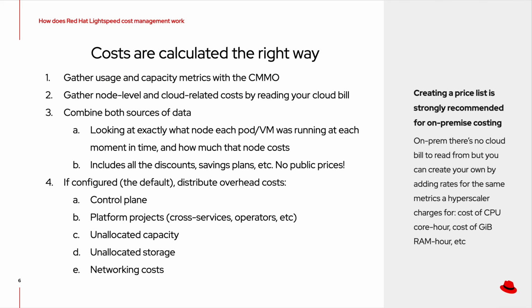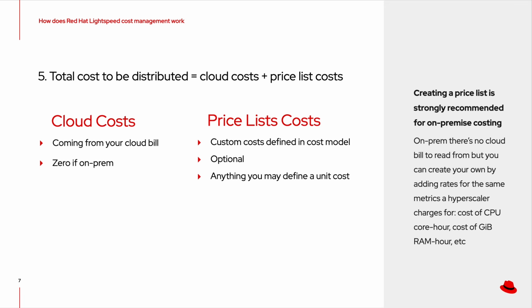The way that we calculate costs in cost management is the right way. We look at where each pod is running at each moment in time, how much that node was costing at that moment in time, be it a cloud node or an on-premise node, and then we distribute that. On top of that, you can choose to distribute the cost of the control plane, platform projects like cross services, unallocated capacity, unallocated storage, networking cost, unused GPU. All of those things are the total cost to distribute, which is always the cloud cost and the price list cost.